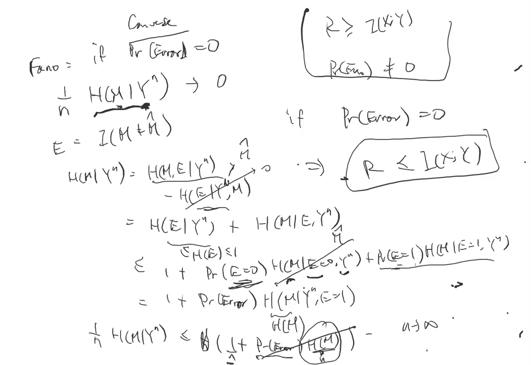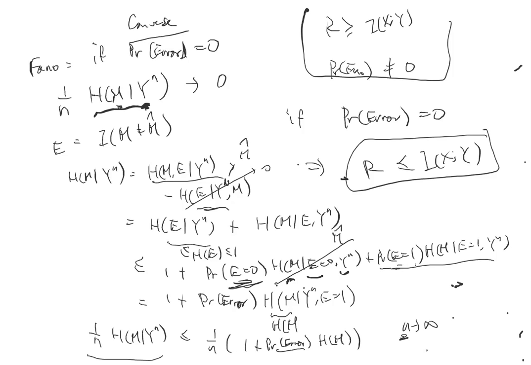But typically, Fano's inequality will look like this. It's just like Fano's, like 1 over n times (1 plus P_e times H(M)), something similar to this. Oh, okay, I missed the P_e. Sorry again. But the point is that if probability of error is 0, if n goes to infinity, then this thing will go to 0.